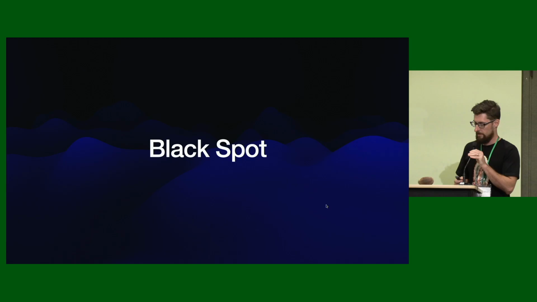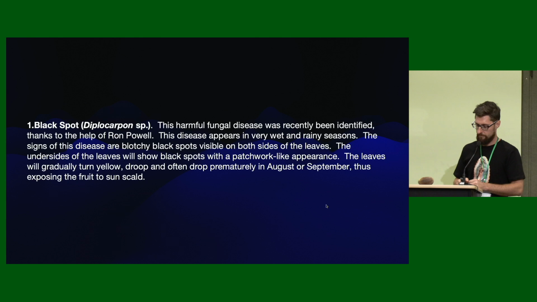Okay, black spot. Black spot is a bit of a challenging, hard to understand disease, and we'll look at it here. This harmful fungal disease has recently been identified thanks to the help of Ron Powell. The disease appears in very wet and rainy seasons. The signs of the disease are blotchy black spots visible on both sides of the leaves. The undersides of the leaves will show black spots with a patchwork-like appearance.